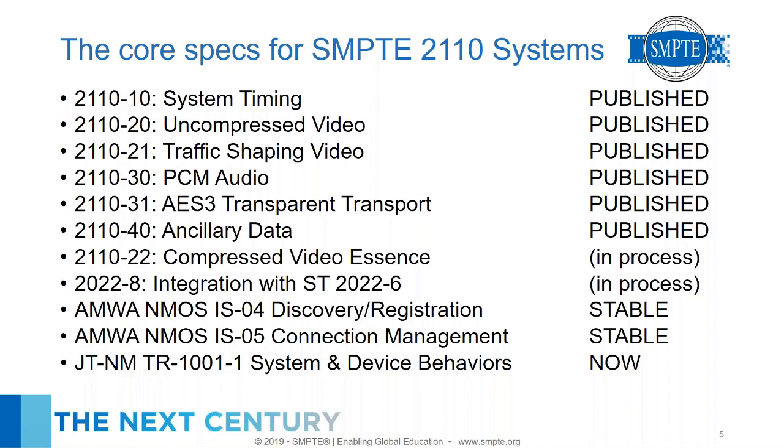So in addition to the core video, audio, timing, and so forth standards that are all published, there is a compressed video essence standard that's in process in the committees. There's also a 2022-8, which says how you would integrate 2022-6 with the 2110 family. That is in the queue, near the completion stage of the process. I would expect to see that come out real soon.